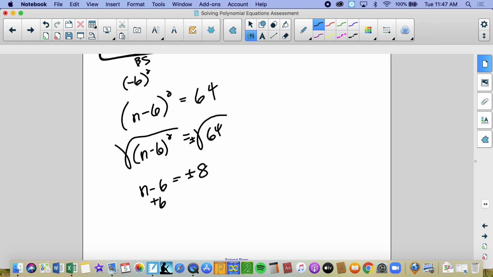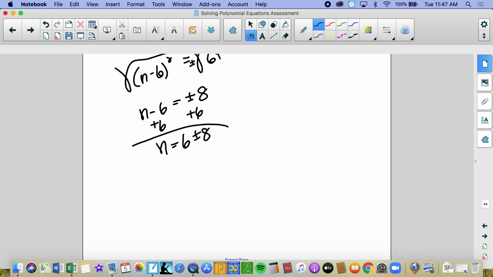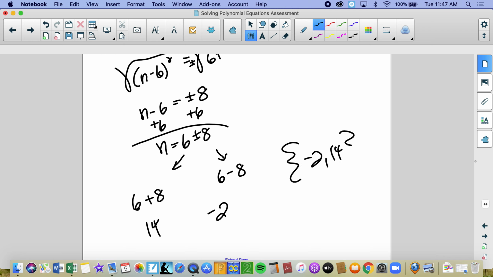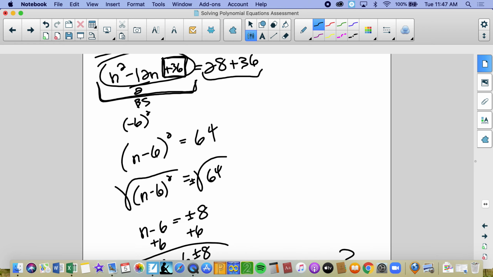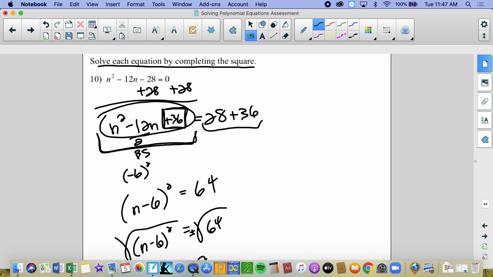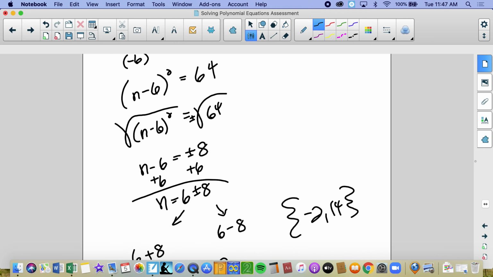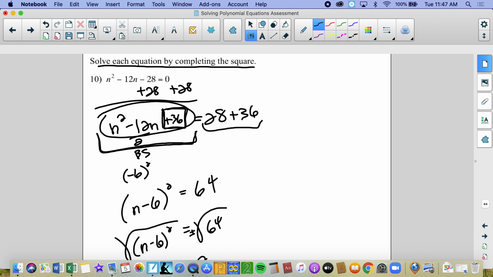And now I'm going to isolate my variable. Since I added 6 to both sides, now I have two statements. I have 6 plus 8, and I have 6 minus 8. 6 plus 8 gives me 14. 6 minus 8 is negative 2. So here are the two x-intercepts, or what we call the zeros. Since they are rational numbers, we absolutely could have done a times c. If you get a rational answer, you most likely can do a times c.